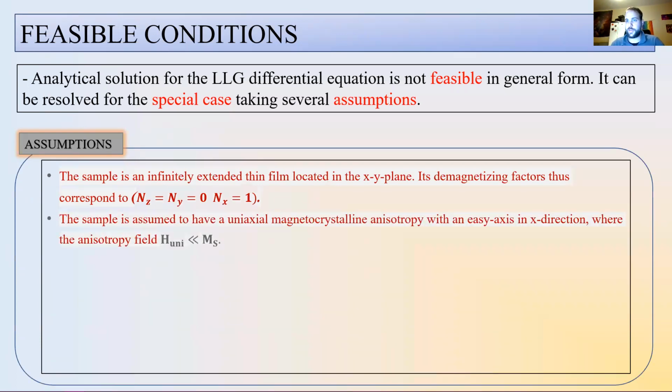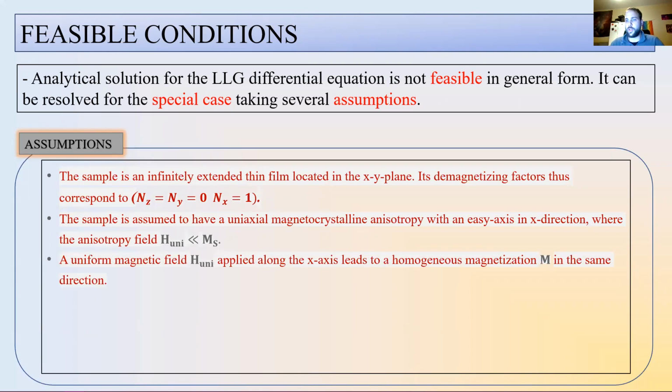The second assumption is that the sample has a uniaxial magnetocrystalline anisotropy with its easy axis in the x direction, where the anisotropy field is much lower than our saturation magnetization. A uniform magnetic field applied along the x-axis leads to a homogeneous magnetization in the same direction.